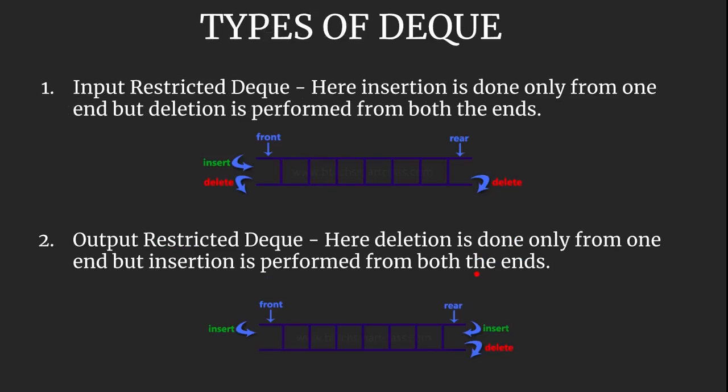Now there are mainly two types of Dequeue we can find. One is the input restricted Dequeue, where insertion is done only from one end but deletion occurs from both ends. So in this diagram we have decided to operate the insertion from the front end, but delete can be done from both ends. And for the output restricted Dequeue, we can operate the deletion from only one end, but insertion can be done from both ends, as you can see in this diagram.